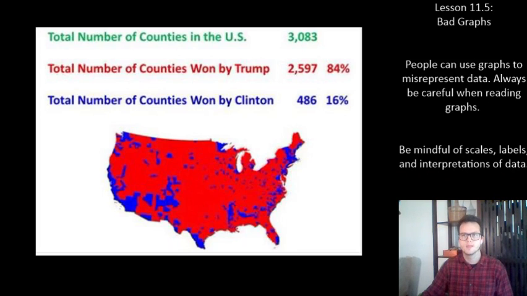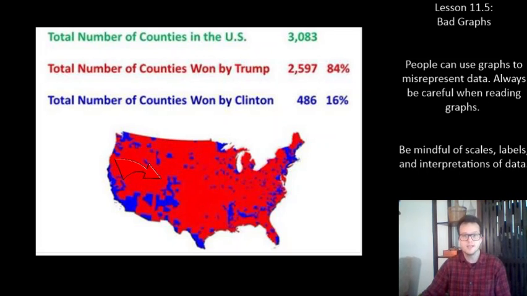Okay, this one builds on the previous one a little bit. This is the U.S. The red areas are counties that voted for Trump, and the blue areas are counties that voted for Clinton. And it says right here, this data is probably correct. I don't know. It doesn't seem super official, but these numbers match a lot of the other stuff that I read. So there's 3,083 counties in the U.S., almost 2,600 of the counties were won by Trump, and 486 counties were won by Clinton.